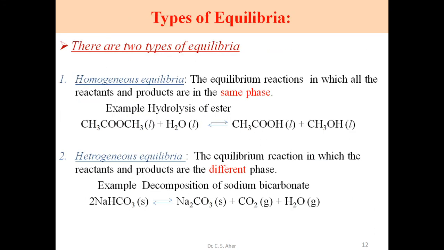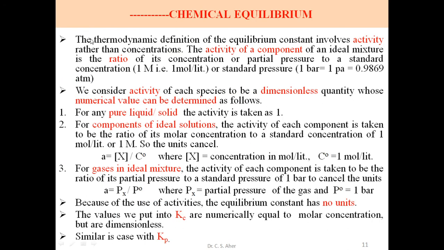So here we complete chemical equilibrium, and in the thermodynamic definition of chemical equilibrium, we again consider the activity of that particular component. How do you calculate activities? By using these 3 points. Kc is activity in concentration term. According to the third point, Kp is activity in pressure term.